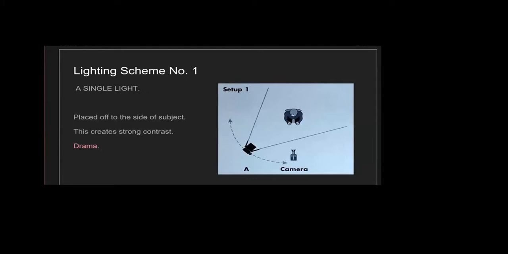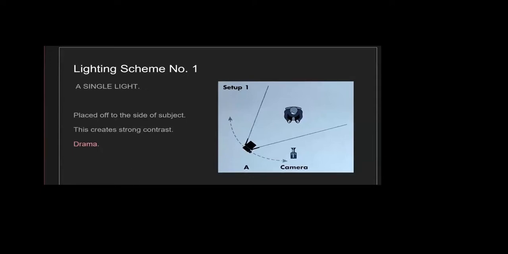Now this is a very basic lighting scheme. This is a single light, and you can see where the subject is and where the camera is. I love it because it's easy. It's one light, off to the side at a 45-degree angle to your subject. The subject is looking in a direction; think of that as your central axis. And then the light is somewhere else.